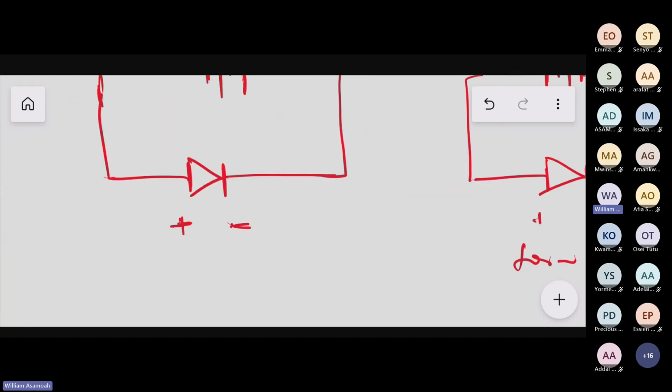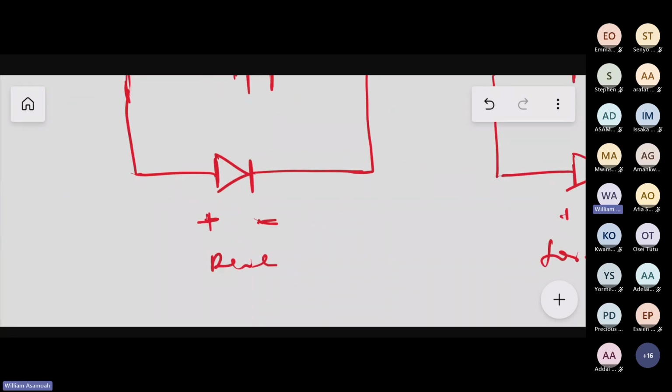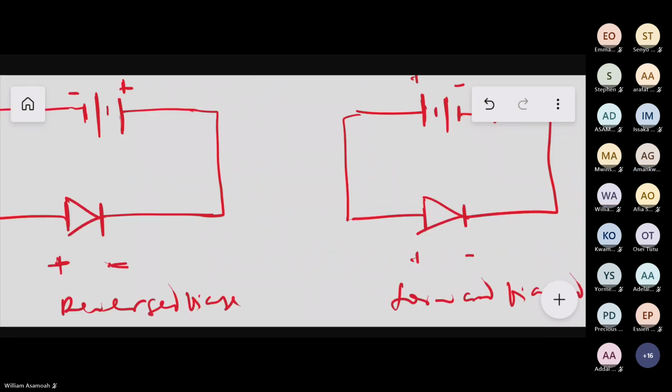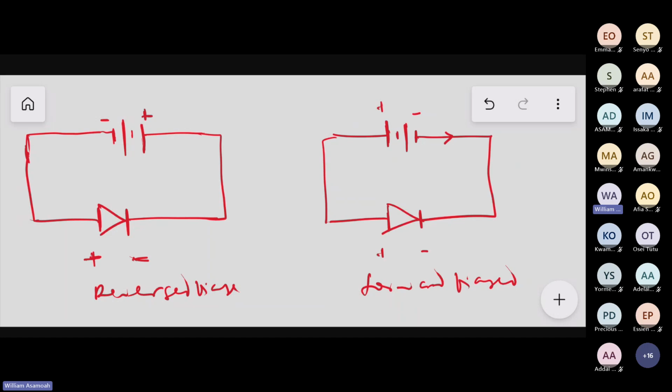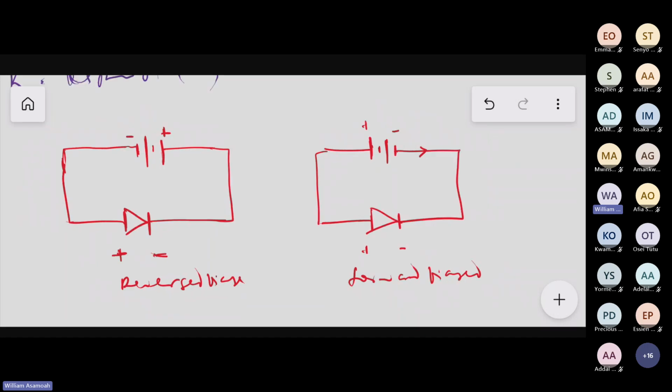So it conducts. In this case, it is what? Reverse bias. So these are the two states a diode can be in: either it is forward bias or reverse bias. Do we understand? Yes, sir.